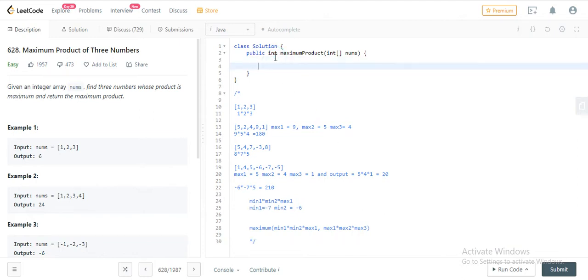What all do we need? min1, min2, max1, max2, max3. We don't need min3, because if we multiply three negative numbers, the output will be negative, so we cannot take three negative numbers.